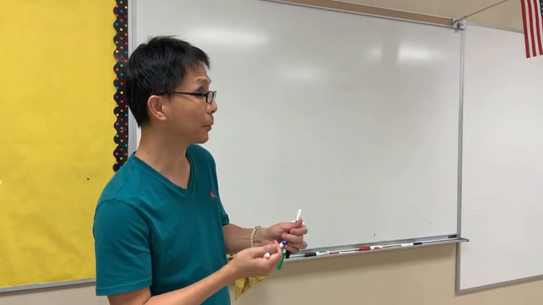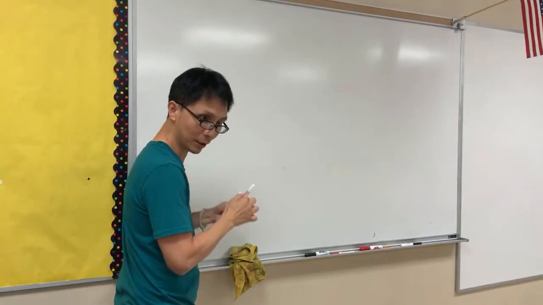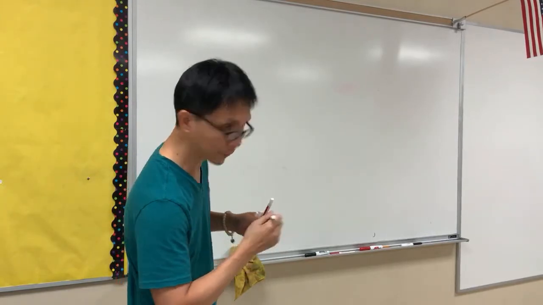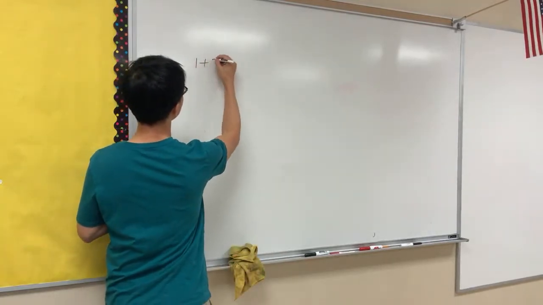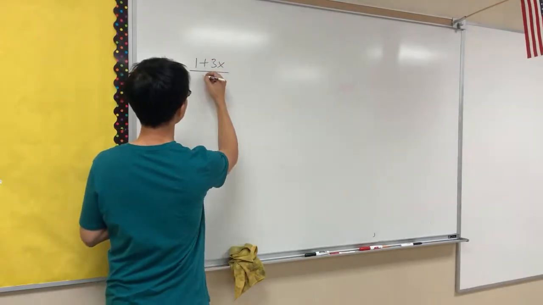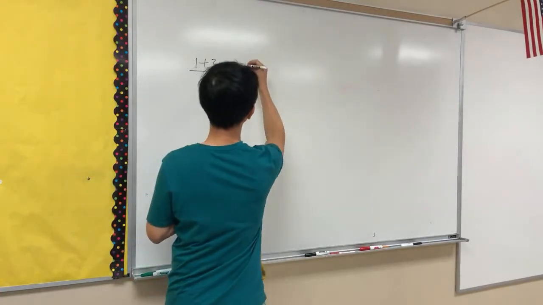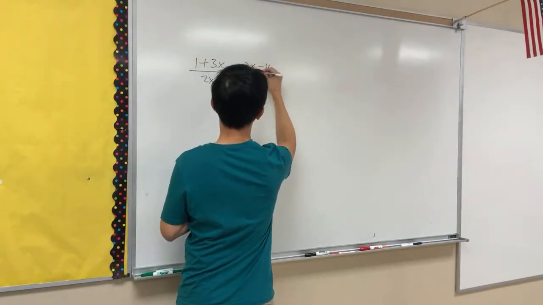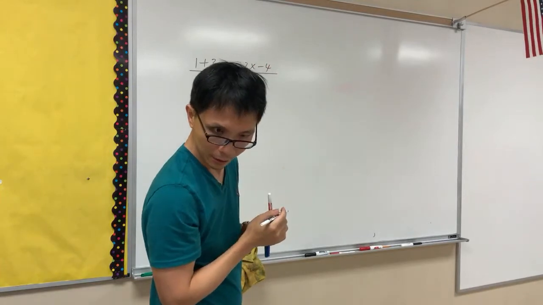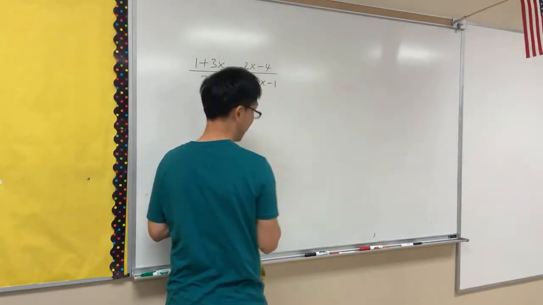What's the first thing in factoring, by the way? GCF, okay. Good, seems like you guys got that down. So that's the first thing you should look at. So I'm going to start with 1 plus 3x over 2x, times 2x minus 4, all over 3x squared minus 2x minus 1.